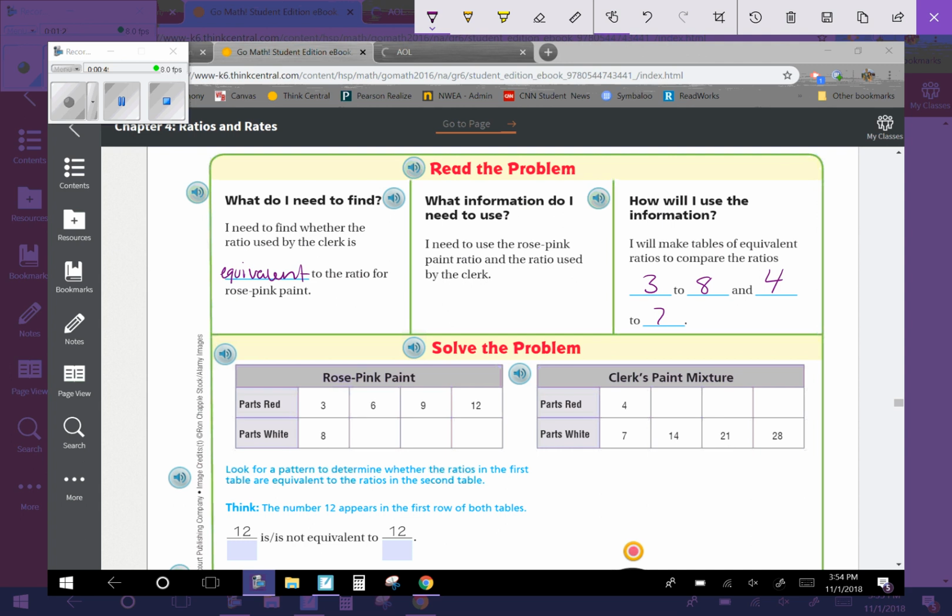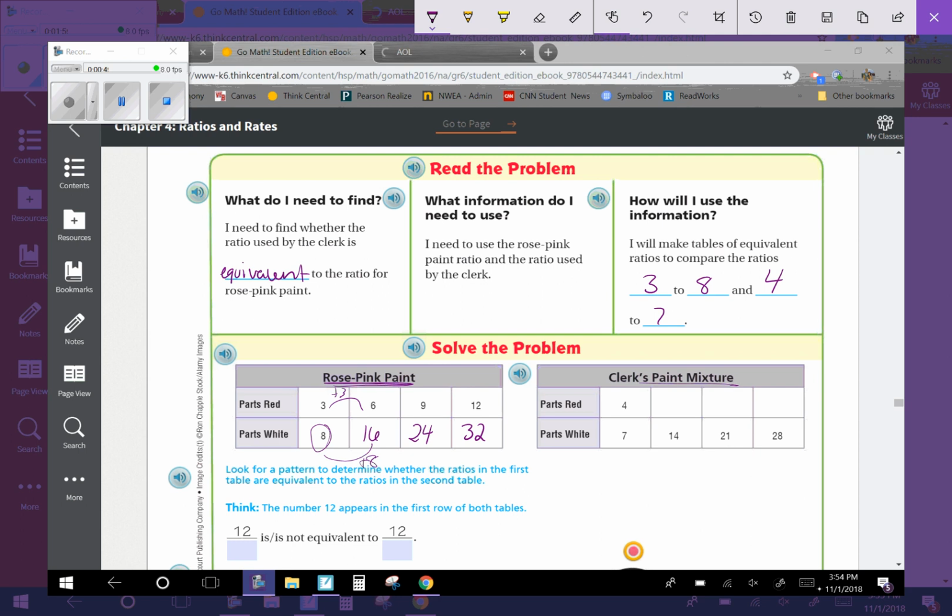Now we're going to solve the problem. If we look at the parts red paint, it says 3, 6, 9, 12. That is going up 3 each time. If we look at the parts white paint, if our first ratio is 8 each time, that means we need to go up 8 each time. So 8 plus 8 is 16, plus 8 is 24, plus 8 is 32. So that's for the rose pink paint.